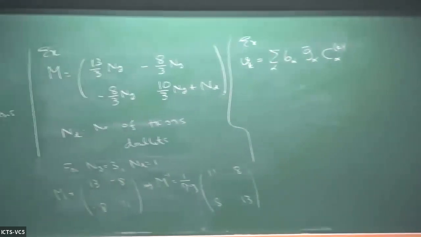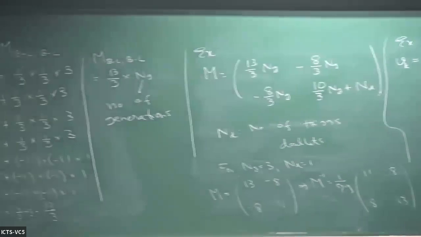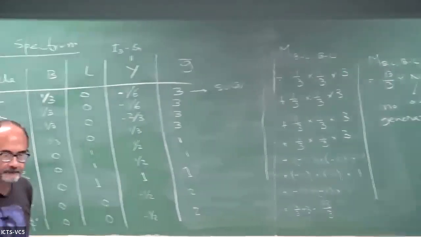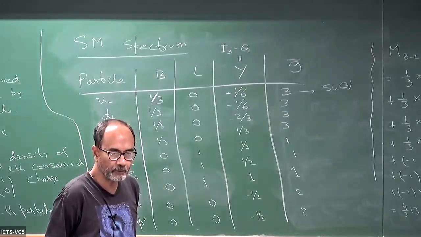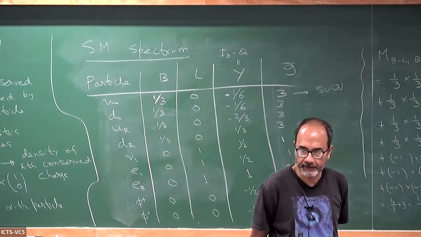And finally, I have not written down the W plus and W minus, which are also particles in the standard model, because W plus and W minus do not carry either B or L or Y. So in the B minus L, Y sector, they have no contribution, because we don't have to worry about W plus, W minus or the gluons, the carriers of the strong interaction.